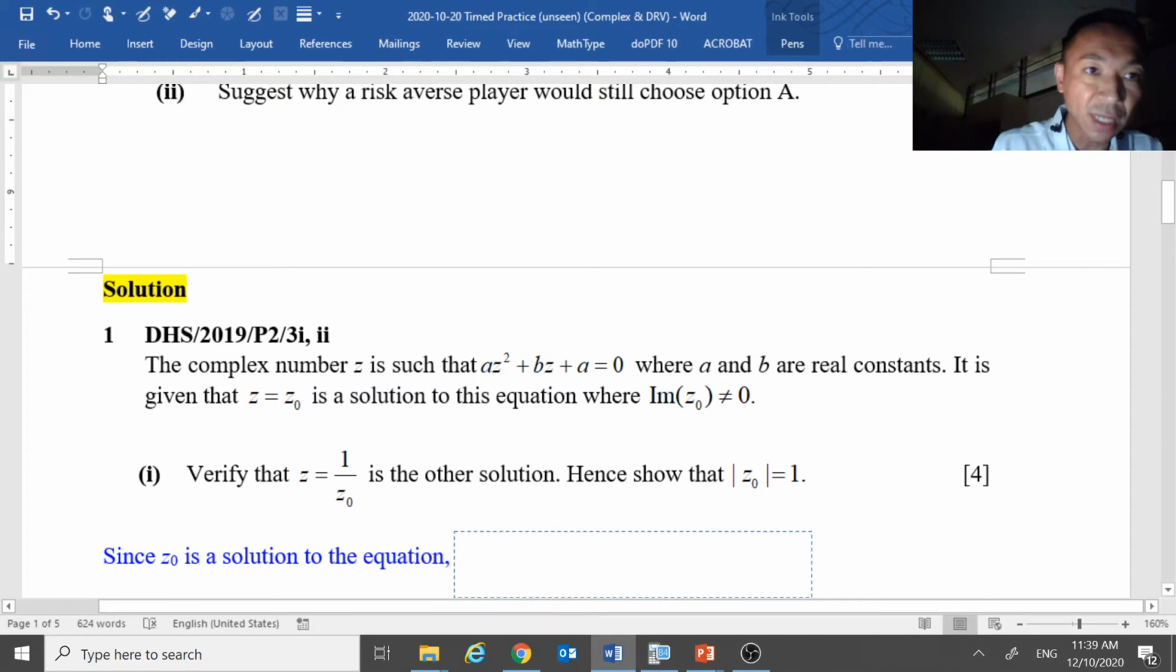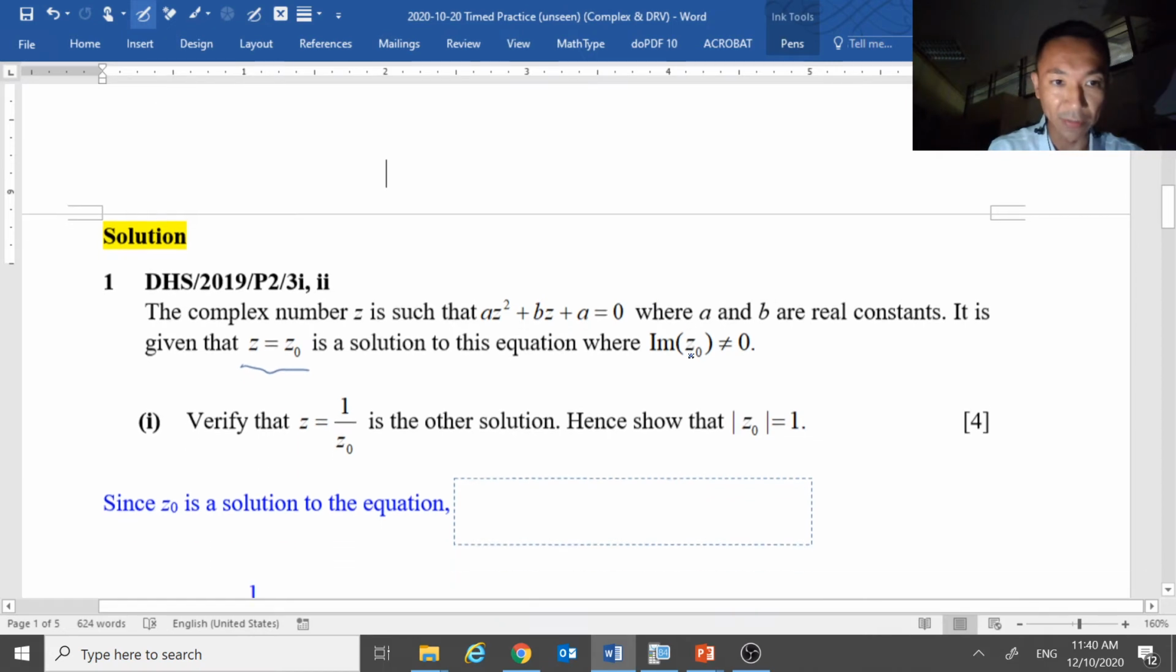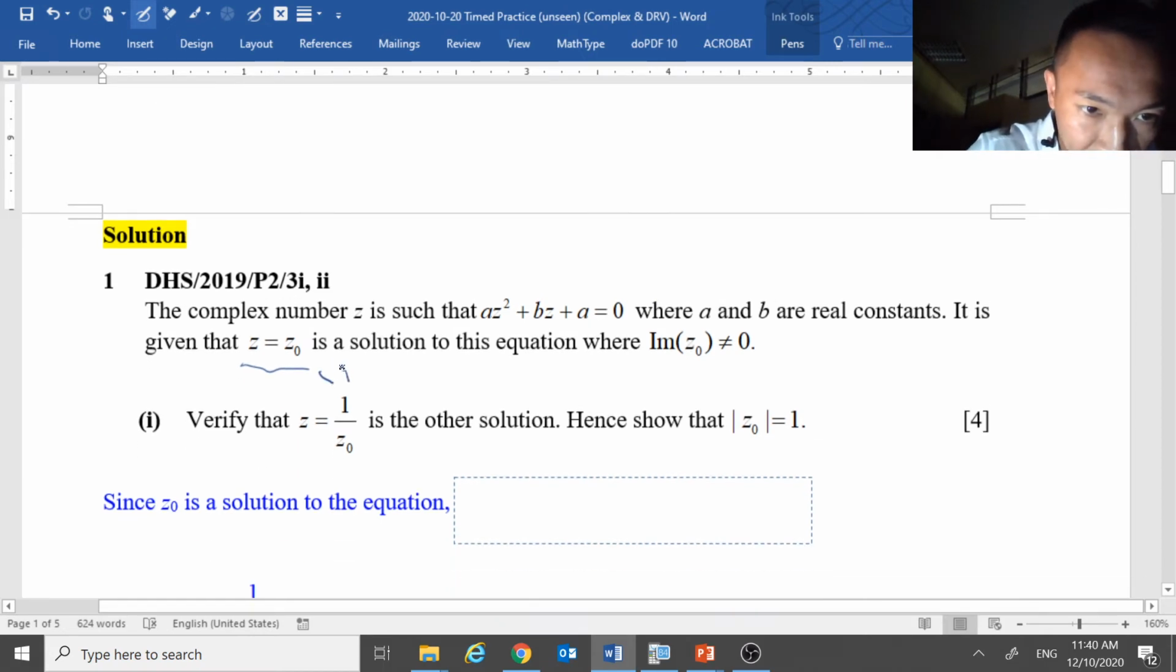The first part asks you to verify that 1 over z naught is the other solution. You are given that this z naught is a solution. Now, first thing we need to do is to read what is given. Alright, read what is given, interpret this. Right, interpret this is a solution.